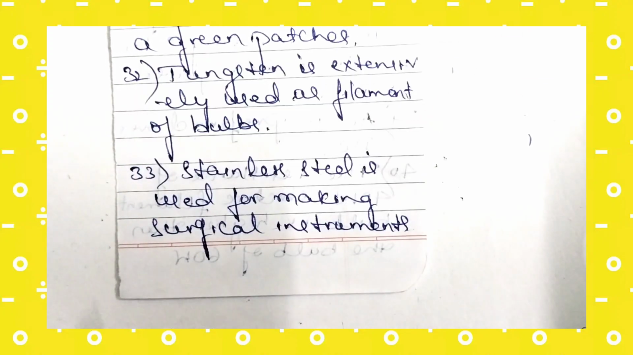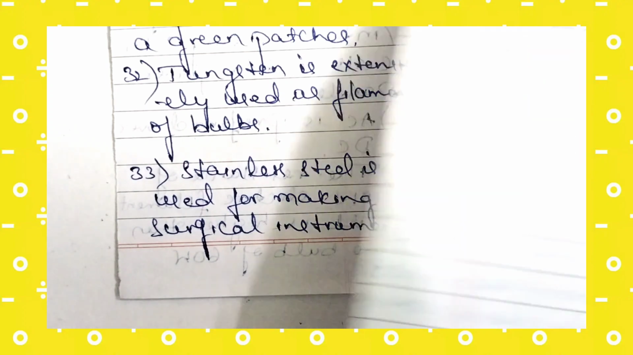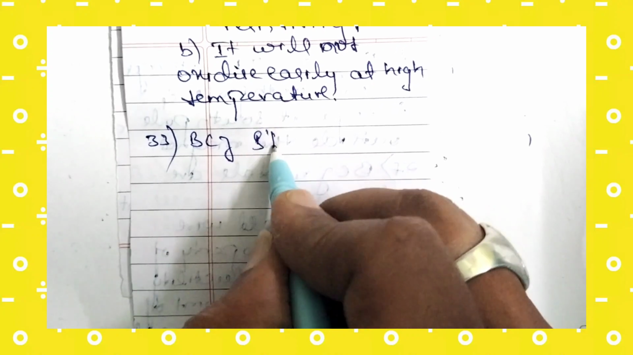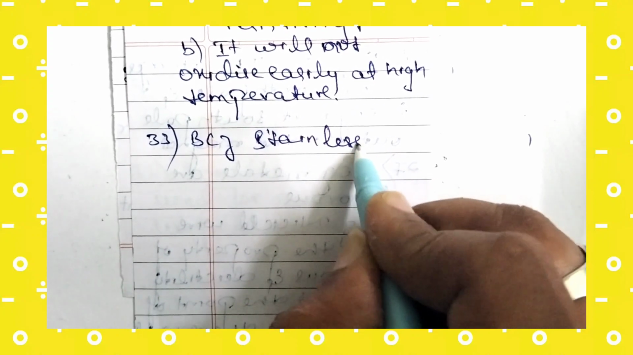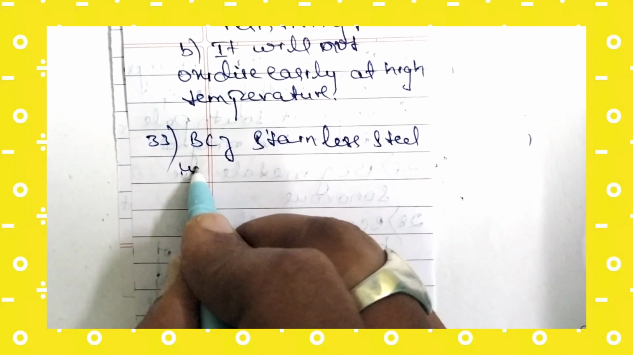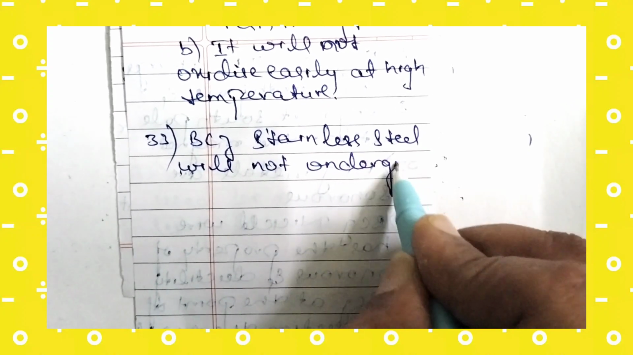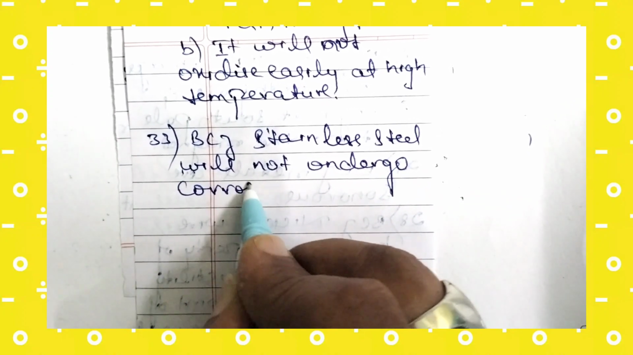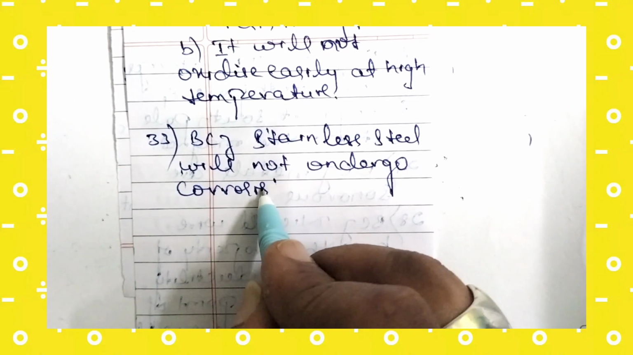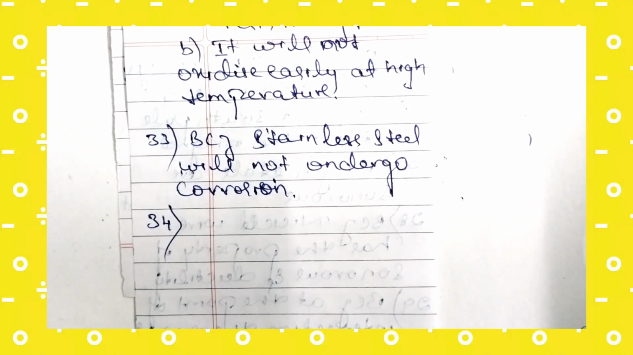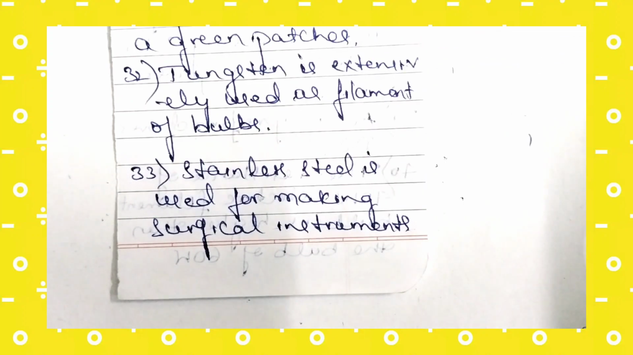Stainless steel is used for making surgical instruments. Because stainless steel will not undergo corrosion. It is corrosion resistant. So this is the answer for question number 33. So now let us move to question number 34.